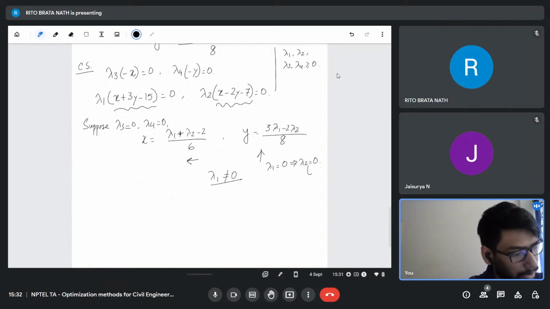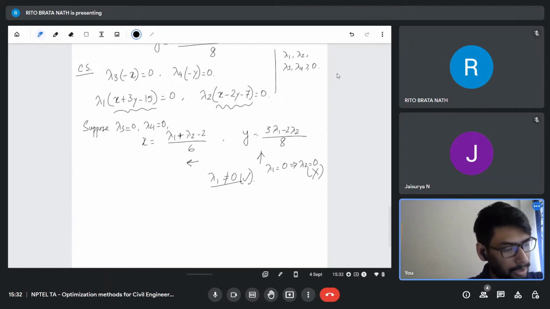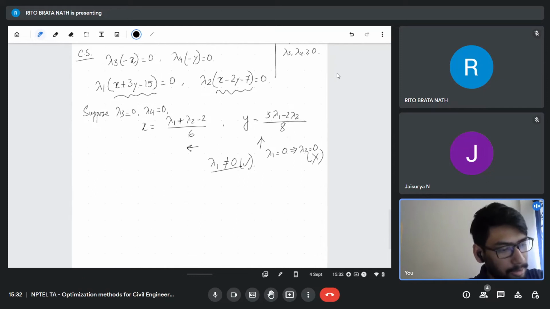So this is wrong and this is right. So from here, since lambda 1 is not equal to 0, you can get this expression: x plus 3y minus 15 equals 0.